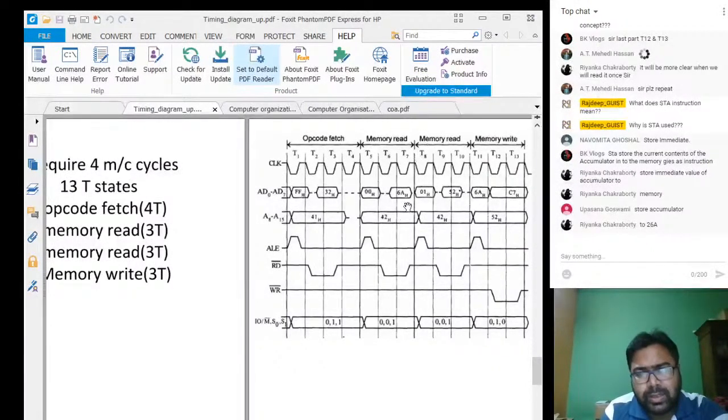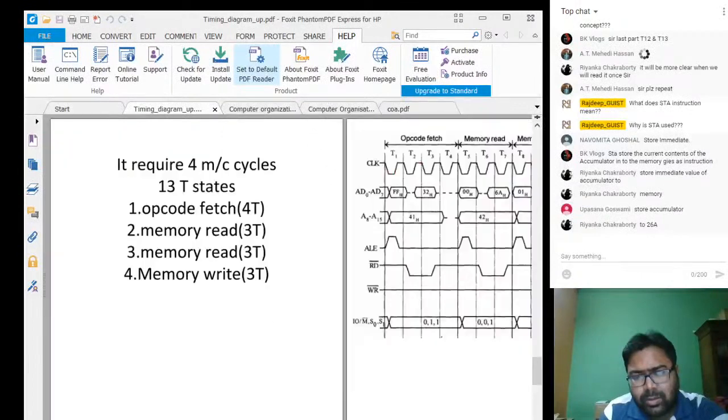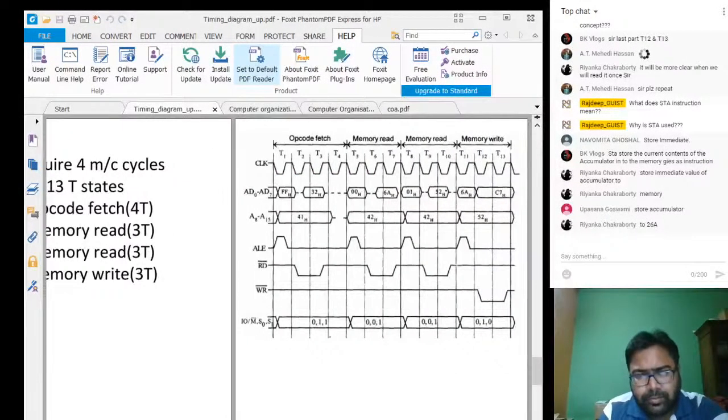So what you do is, next you are reading the memory location where you want to store. Okay, so this is given in the instruction itself. So you are fetching the memory location here. So 6A you have fetched here. Okay, you have read the content from 4200. Next what you have done, you have read the content from 4201. So 526A. So this is your effective memory location where you want to store it.